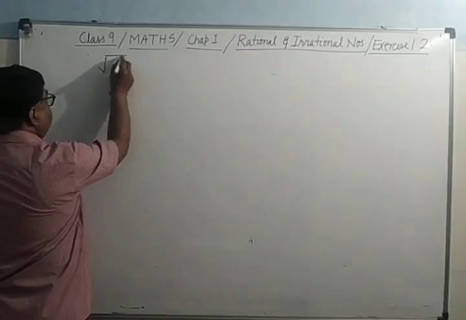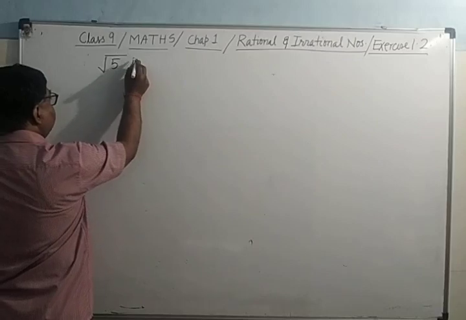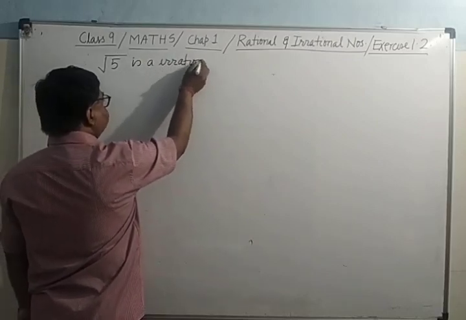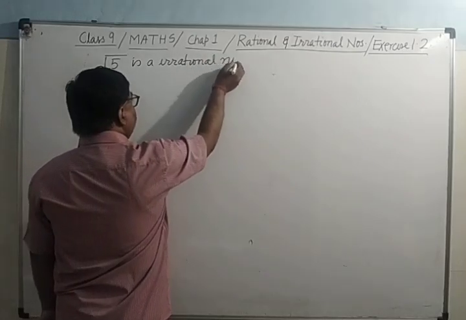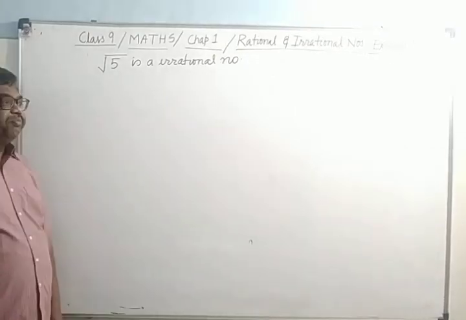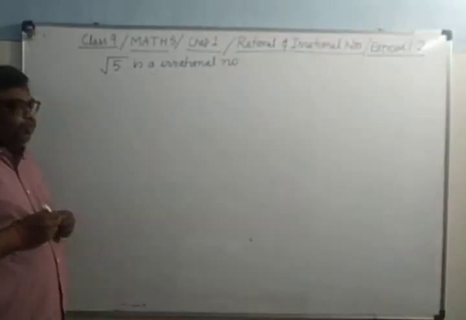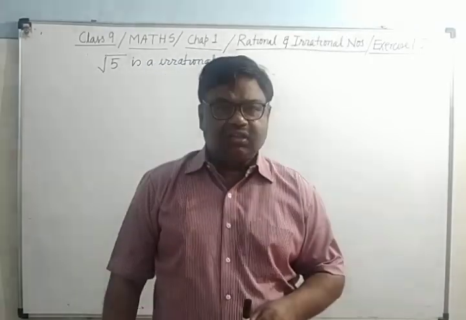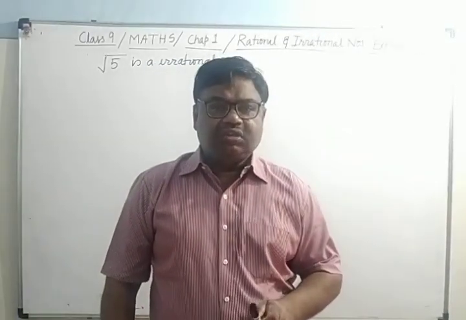You have to prove that root 5 is an irrational number. How will you do it? You can see here. Root 5 is an irrational number. This you have to prove. So we will prove it by the method of contradiction. It's clear? Now see here.